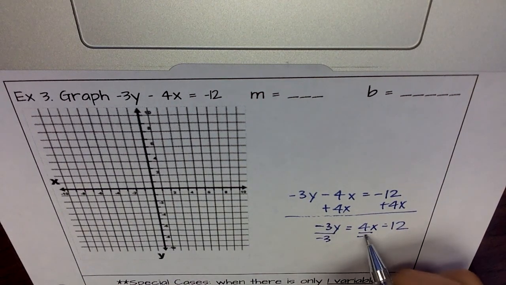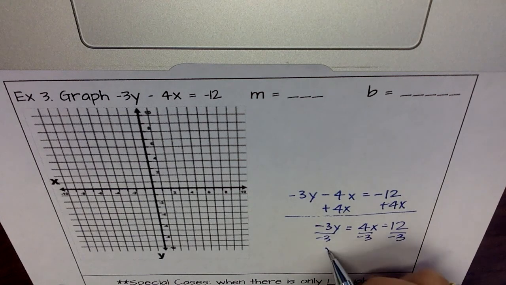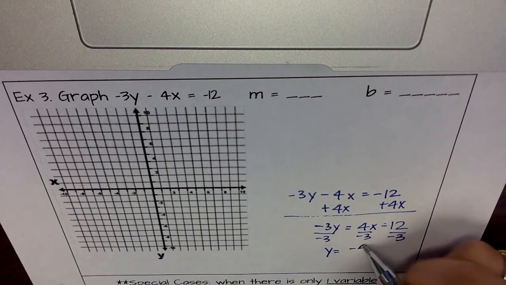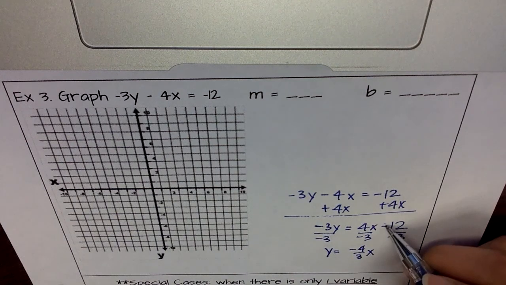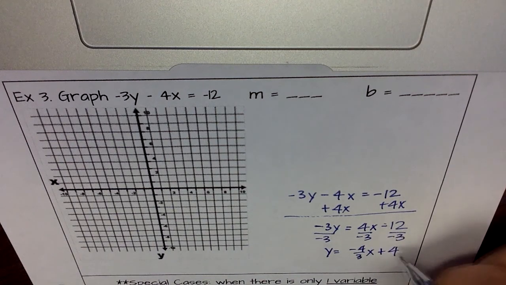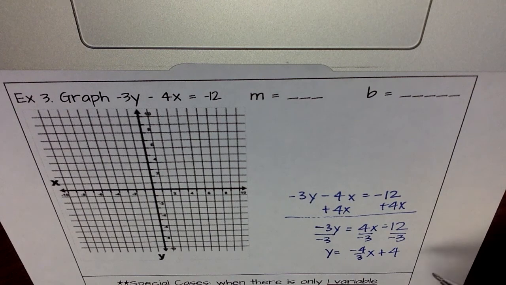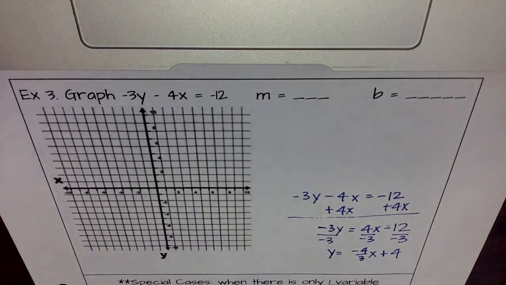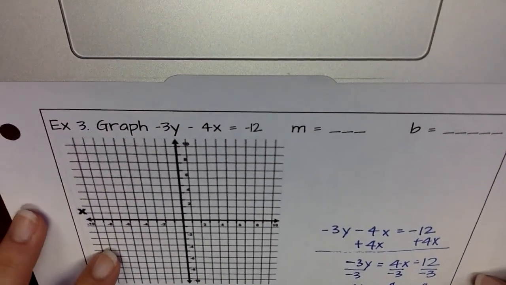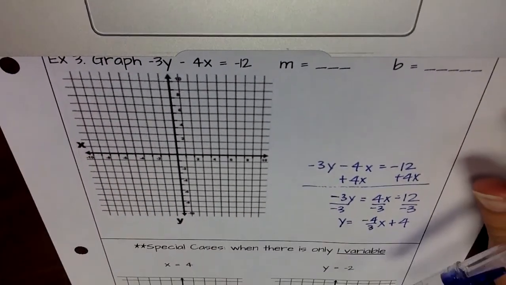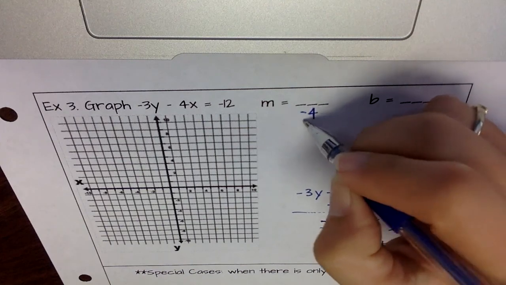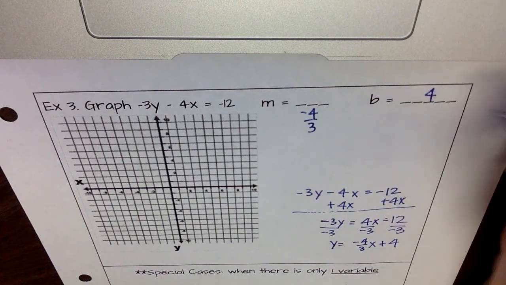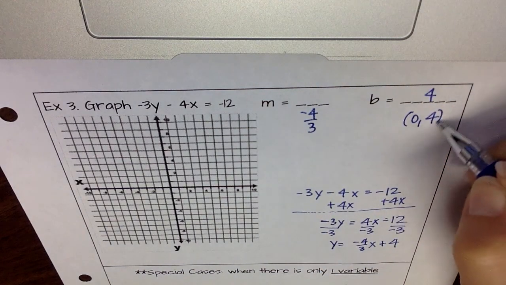I need to divide everything by negative 3. I get negative 4/3, and remember, you leave it as an improper fraction, and negative 12 divided by negative 3 is going to be a positive 4. Here is my equation in slope-intercept form. Make sure you can see it, sorry. Now I have my slope is negative 4/3, and my y-intercept is 4, which is going to be 0, 4.